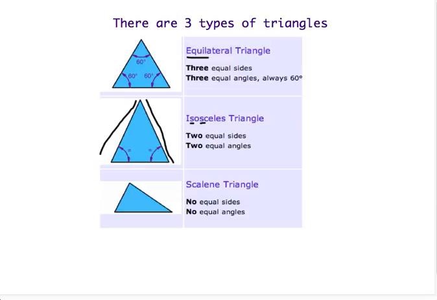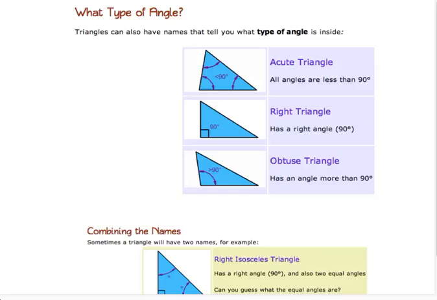Our third type of triangle is called a scalene triangle. If we look at this triangle, we can tell that no sides are the same length. Each side is different. Triangles can also be described or named by the type of angle that they have. Triangles can have names that tell you the type of angle that is measured on the inside.